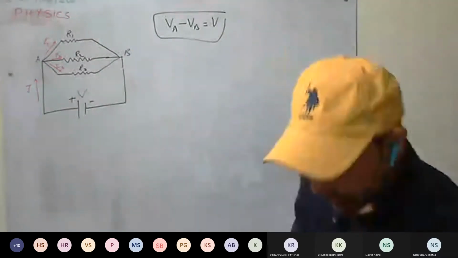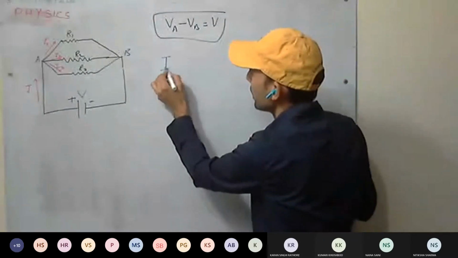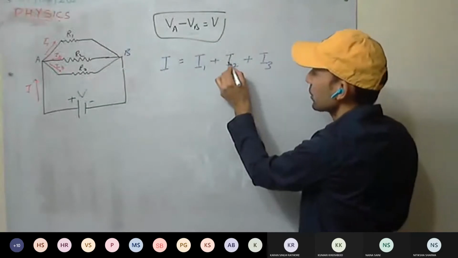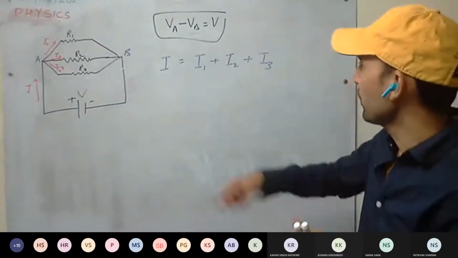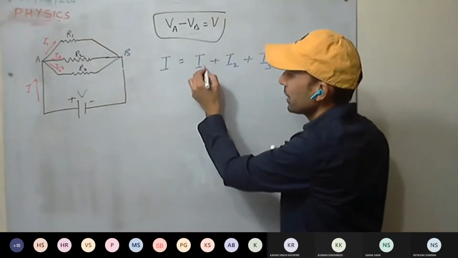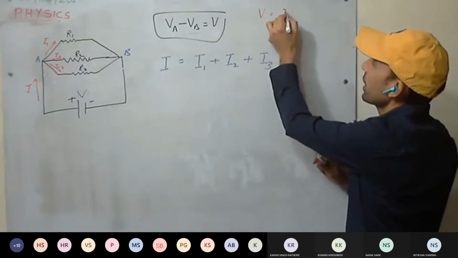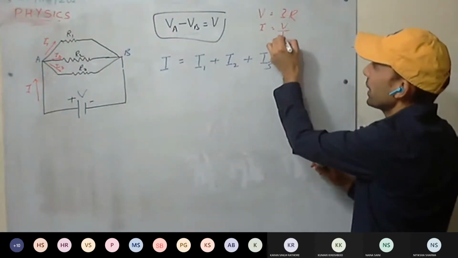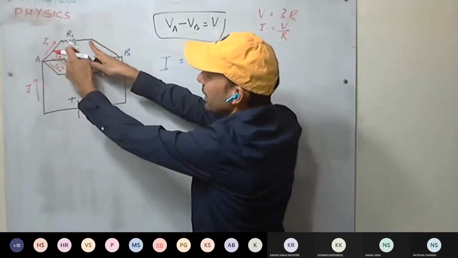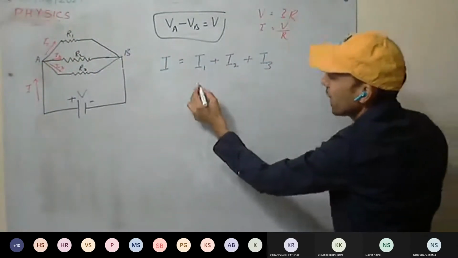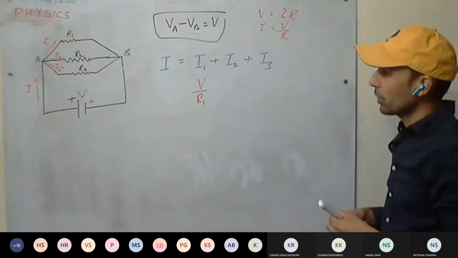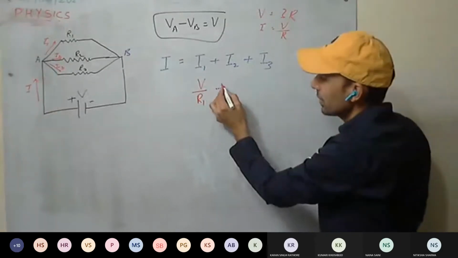So here the total current flowing will be how much? I1 plus I2 plus I3. This will be the total current flowing. First resistance R1, second R2. Now I1 can be written as, V equal to IR, we already know, so I equal to V by R. Across R1 the potential difference is V and the resistance is R1. So I1 will be V upon R1.